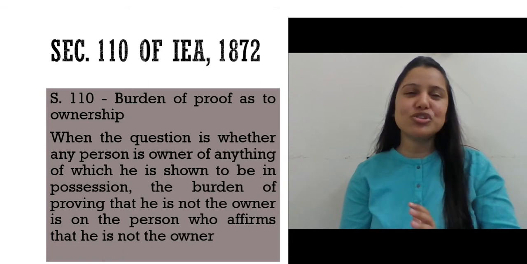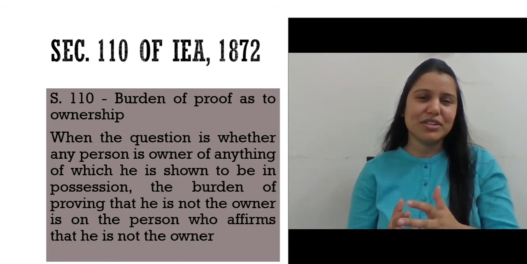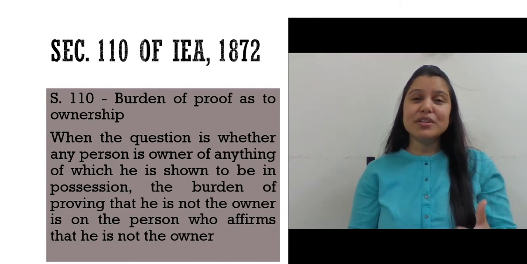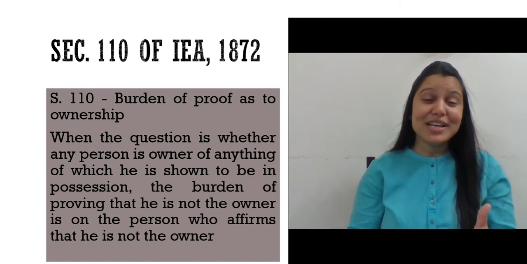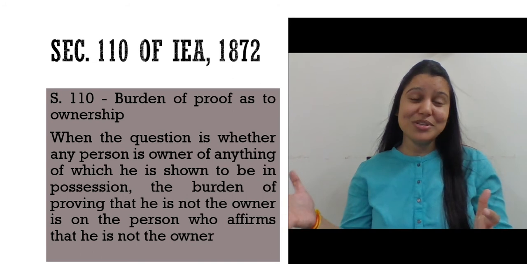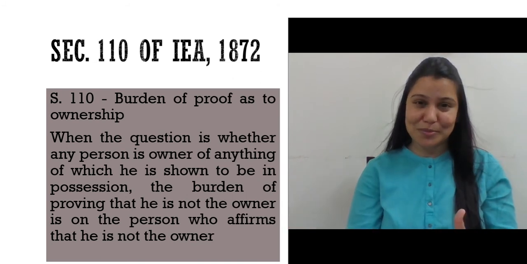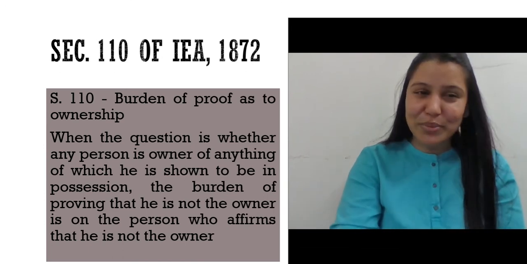So as a general rule, it has been said that generally, if we leave tenants and everything aside, the person who is in possession is the owner, right? So in order to prove that the person who is in possession is not the owner, the burden of proof is on the person, here in this case on B, that A is not the owner of the property, right? So that is all about section 110.